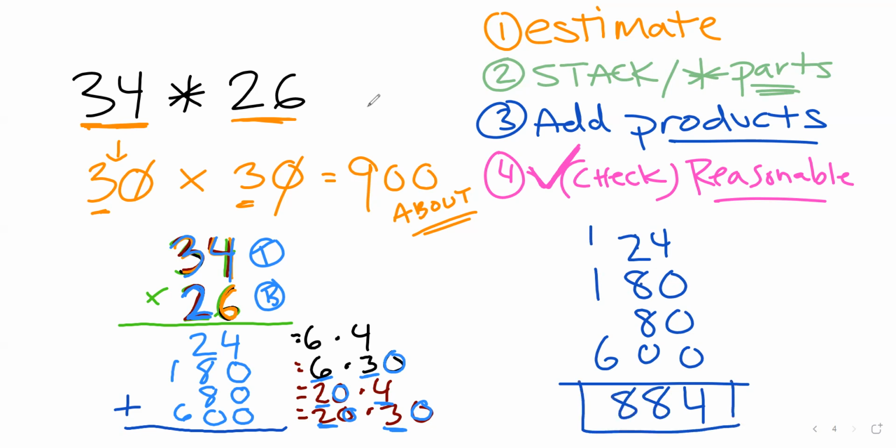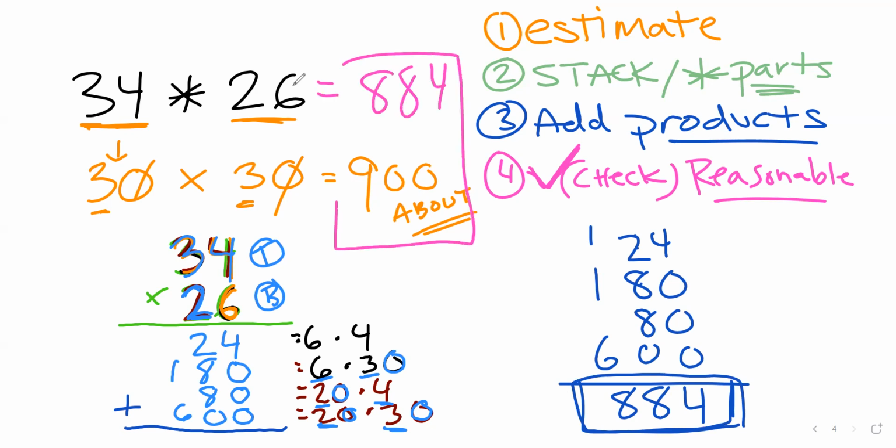Now, look at what we did here. Our estimation, right? This is where we check for reasonable. Oh, I can write this up here. 884. So we checked to see, was it reasonable? Well, our estimation was 900. We got 884. That's really darn close. That looks great. I love it. It checks out. Okay. So partial products with 2-digit by 2-digit, but we're not done.